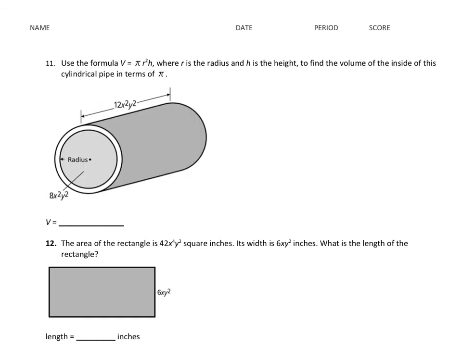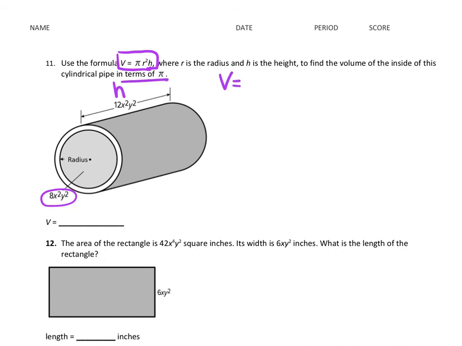Okay, the back side's a little tougher. It's kind of your word problems. So use the formula volume equals pi times radius squared times height, where r is the radius and h is the height, to find the volume of the inside of this cylindrical pipe in terms of pi. So this is our height. This is kind of sitting on its side, the cylinder, and then this is our radius. So we're just going to plug them into the formula.